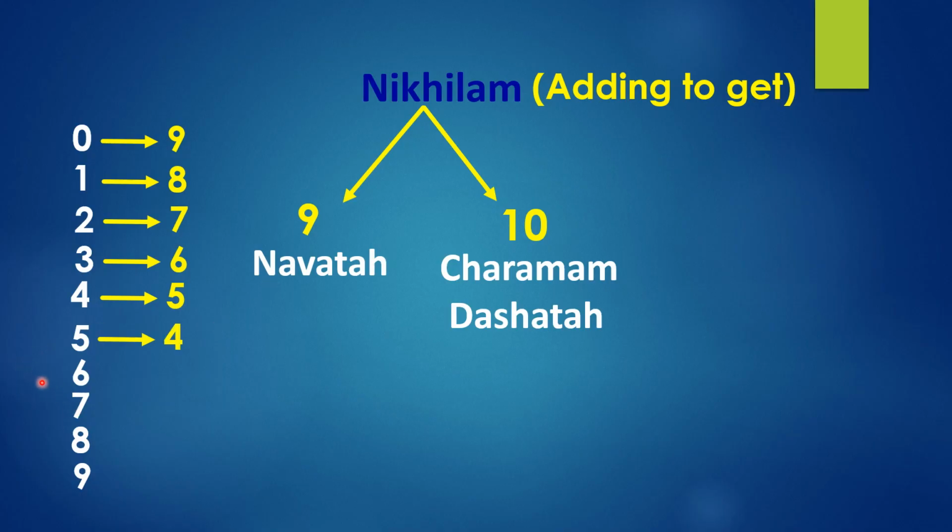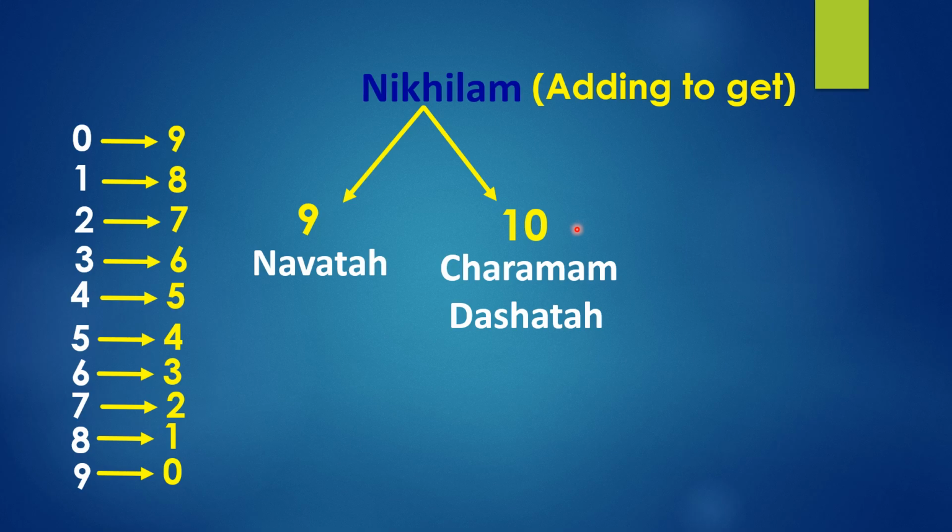If 5 is there, how much should you add so that you get Navataha, 9? So it is 4. Now consider 6. How much should be added to 6 to get 9? It is 3. Next one, 7. How much should be added to 7 to get 9? It is 2. How much should be added to 8 to get 9? It is 1. And the last one, 9. How much should be added to 9 to get 9? Absolutely, it is 0. So this pattern you can remember for 9, Nikhilam Navataha.